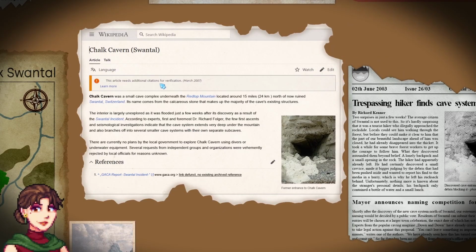Needs additional citations for verification. Chalk Cavern was a small cave complex underneath the Red Top Mountain located around 15 miles north of a now ruined Swantel, Switzerland. Its name comes from the calcareous stone that makes up the majority of the cave's existing structures. Interior is largely unexplored as it was flooded just a few weeks after the discovery.